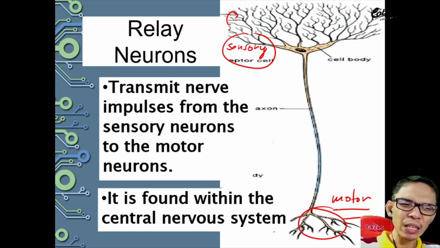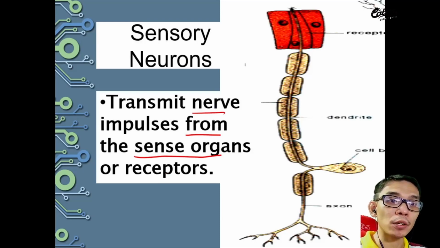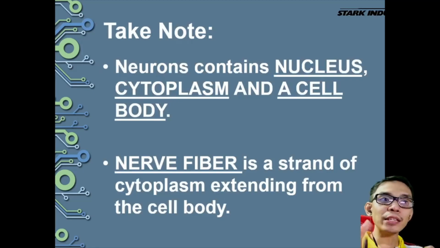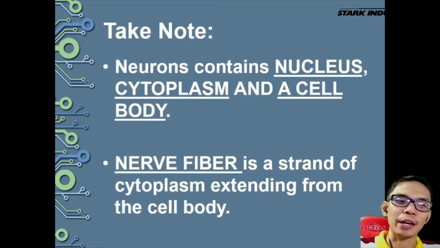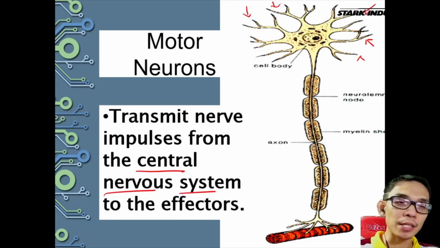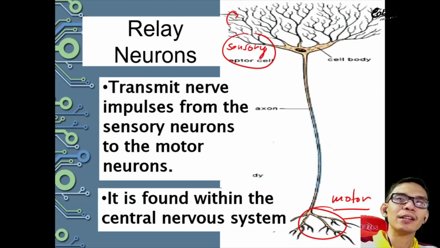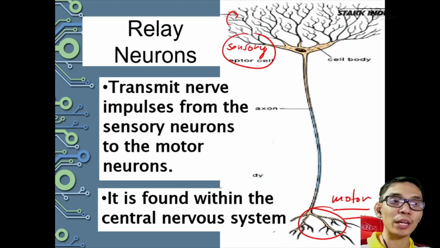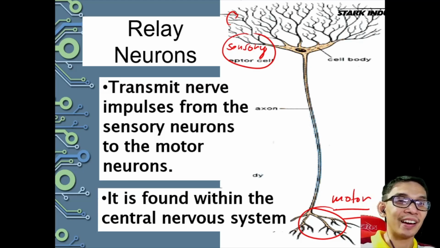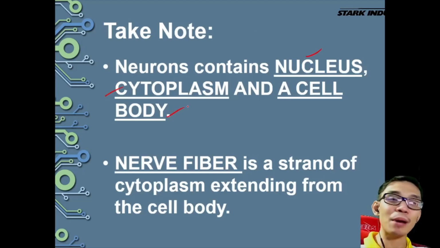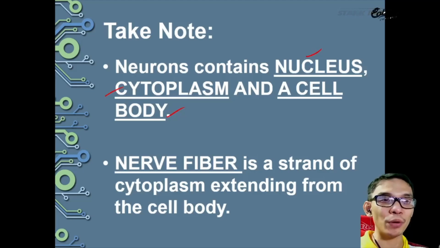So again, these are the three kinds of neuron based on its function. Take note that the neurons you have seen here are just like a typical cell. If you remember your previous lesson about the parts of the cell, a neuron is a cell, but it is a weird looking cell. Still, it has a nucleus, cytoplasm, and a cell body that makes it similar to a typical cell.